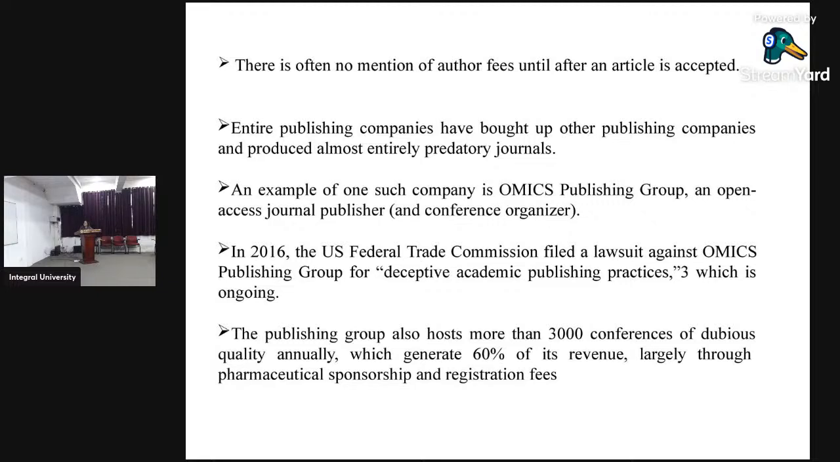Entire publishing companies have bought up other publishing companies and produced almost entirely predatory journals. For example, Omics Group. Omics is an established predatory publishing house which deals in what? Publishing journals and conferences. They used to hold conferences and then solicit people to be a part of their organizing team, as speakers, editorial team, and so on. All right.